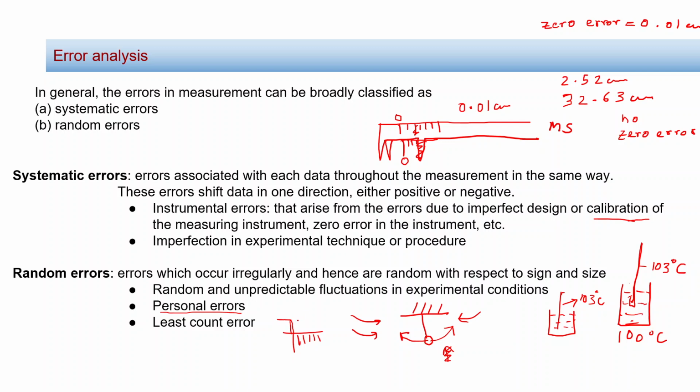Or if I am seeing from the left side, I may see that the object is here instead of seeing it here. So that could be one type of error, personal error.